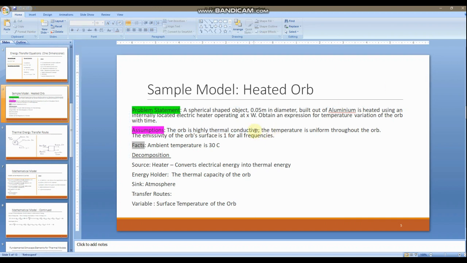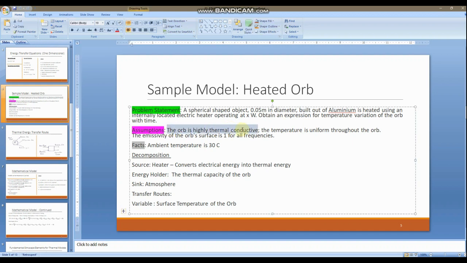SimScale, right? So it's a good thing to know that we are able to use this assumption in order to reduce the dimensionality of the problem and to tackle it with our mechatronic system modeling software, which is Simscape. So that's why I brought in this assumption. But this assumption would make you believe that the orb is almost infinitely thermally conductive. But if it's built out of aluminium, then it cannot be. It would have finite thermal conductivity. We'll just disregard that for now.